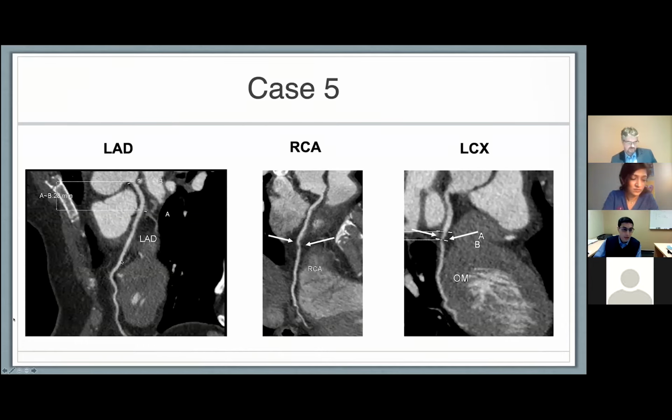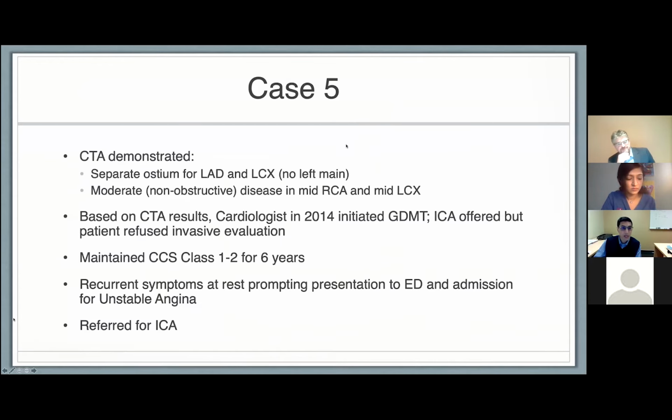We can see here for the left anterior descending artery, there was no significant atherosclerosis. However, there was moderate mixed plaque within the mid-right coronary artery and the mid-left circumflex artery. I apologize for some of these annotations. The CTA also demonstrated a congenital anomaly with a separate ostium for the LAD and the left circumflex with no left main. Based on the CTA results, the cardiologist initiated the patient on goal-directed medical therapy.